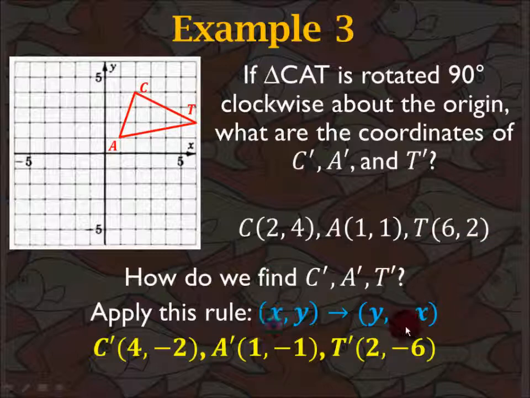So again, follow the rule, look at the coordinates, and change them so that they reflect the new coordinates. And here's your 90-degree clockwise rotation. C' at (4, negative 2). A' at (1, negative 1). T' at (2, negative 6).